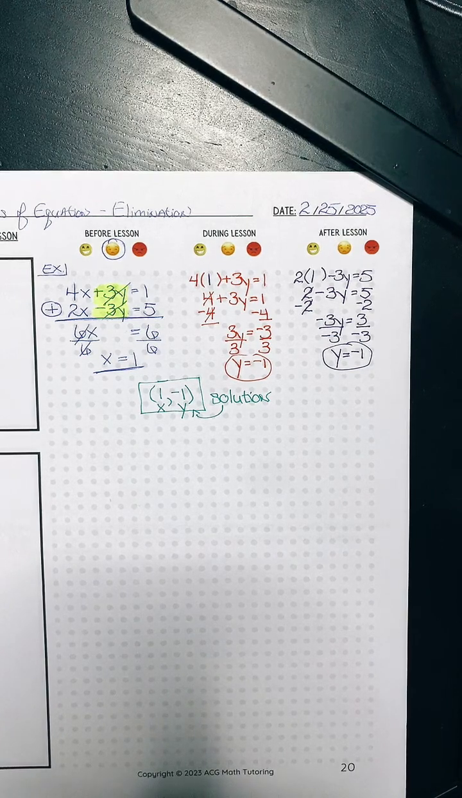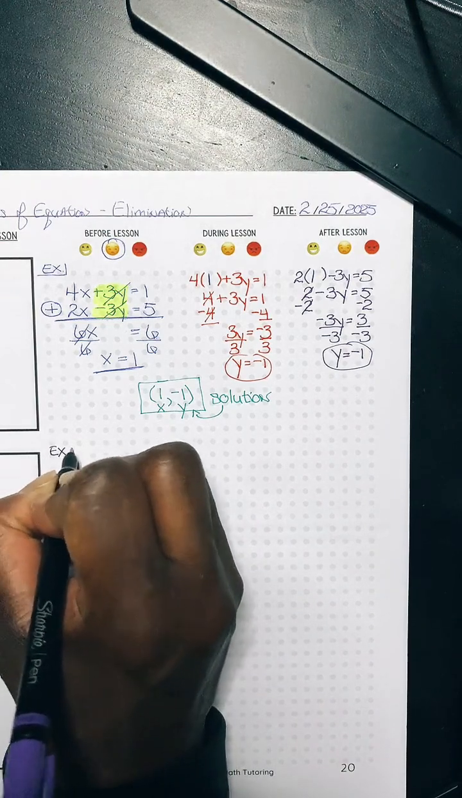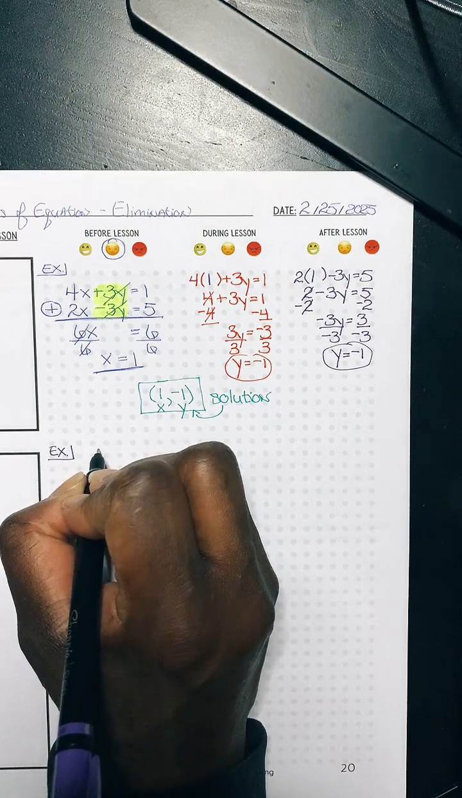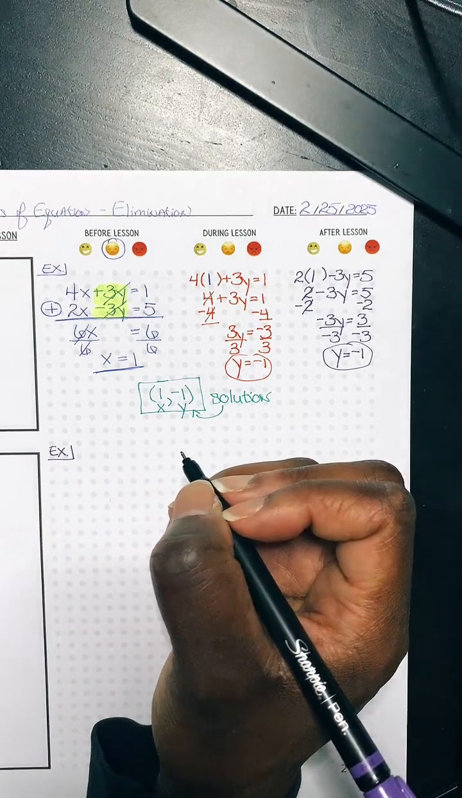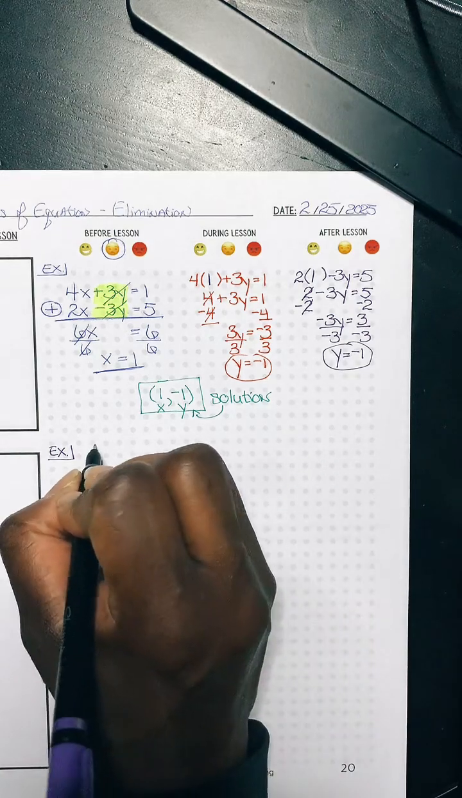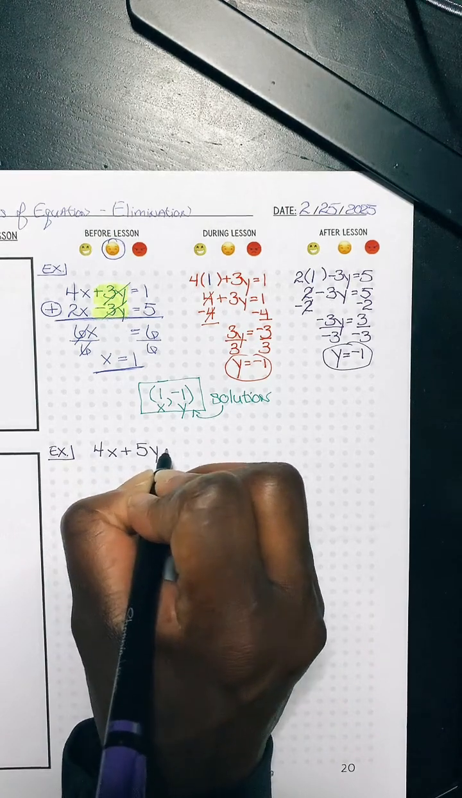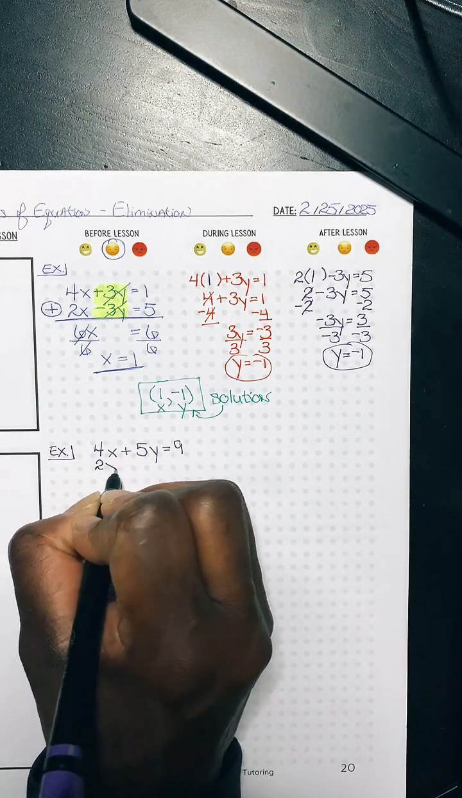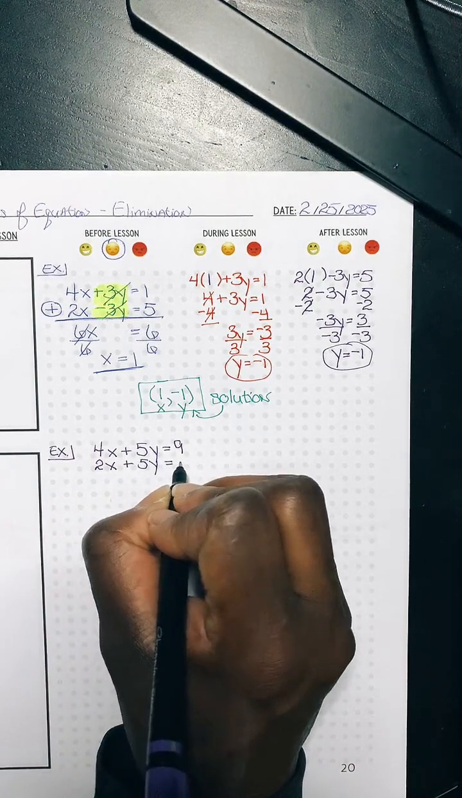All right, so let's see if we can get another one. Okay, I can do this one. So if we have 4x plus 5y is equal to 9, and then we have 2x plus 5y is equal to 7.